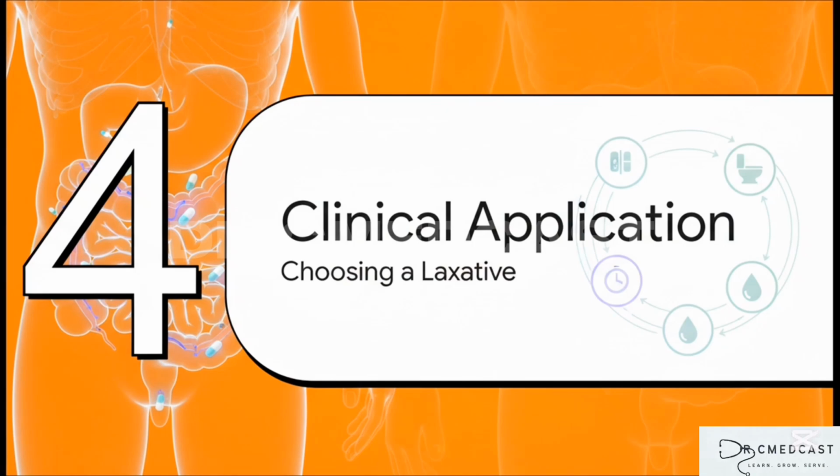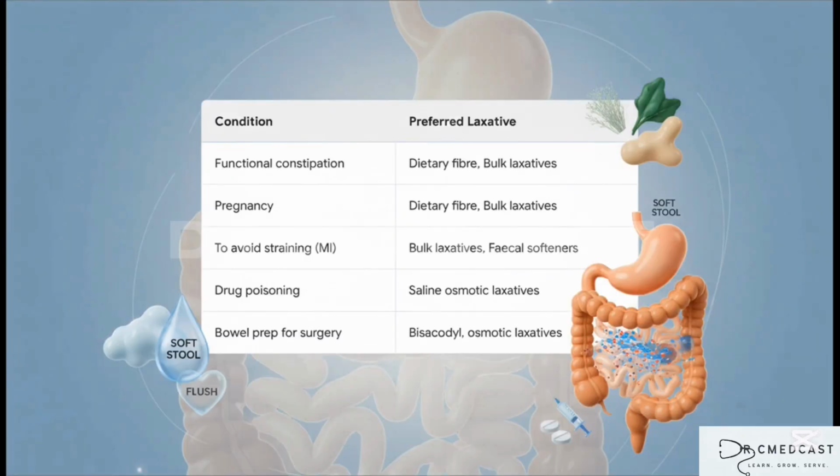Okay, so now we know the mechanisms, but how do we actually apply this knowledge in the real world? Let's walk through some common clinical situations and figure out which tool from our toolkit is the right one for the job. This table is a fantastic summary. For simple, run-of-the-mill functional constipation or in pregnancy, you want the gentlest, most natural approach. So you start with dietary fiber and bulk laxatives.